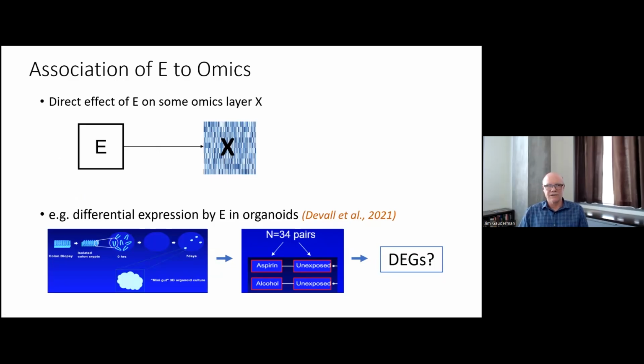What about looking at direct effects of E on some omic layer? So this is a situation that probably Matt will be talking about, things like looking at organoids, pairing them off, exposing one member of each pair or one sample of each pair to a particular exposure, leaving the other unexposed, and then looking for differentially expressed genes.